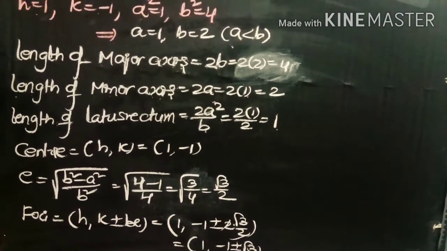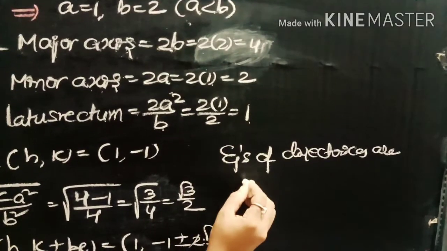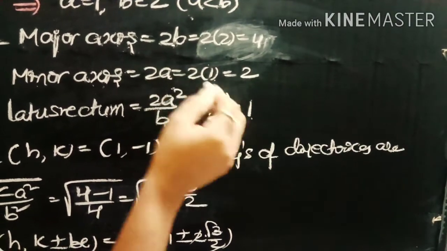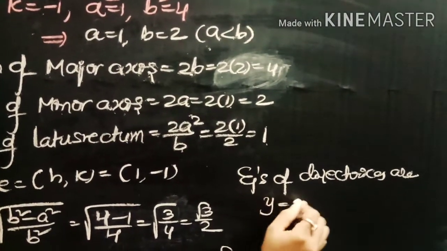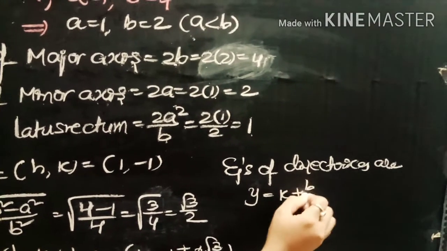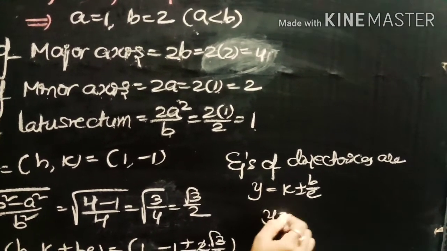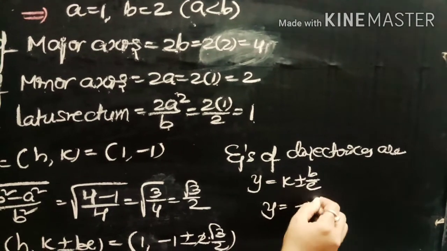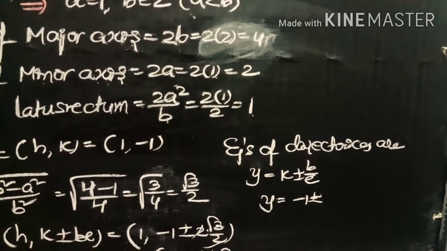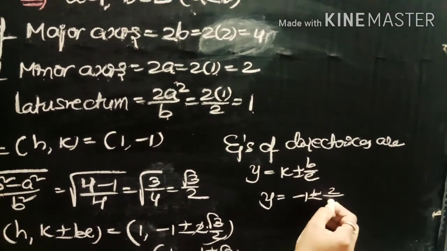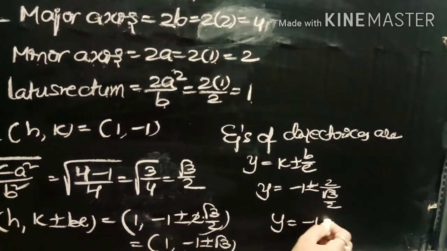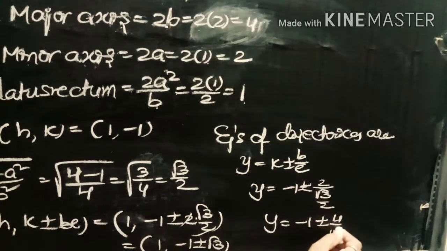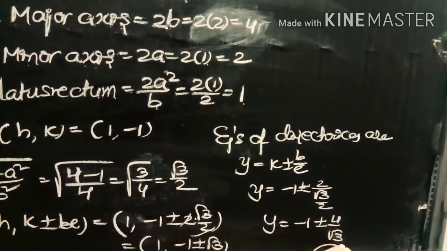Now equations of directrices. The formula for the second case is y is equal to plus or minus b by e, but here the center is also involved. Therefore we take the formula y is equal to k plus or minus b by e. Now replacing the values, y is equal to k value minus 1 plus or minus b value 2 by e value root 3 by 2. That is, the answer is y is equal to minus 1 plus or minus 4 by root 3. 2 2s are 4 by root 3. That's all.